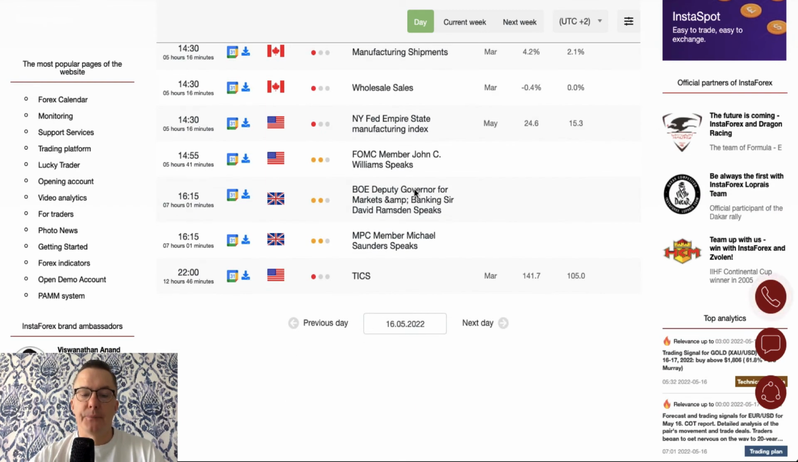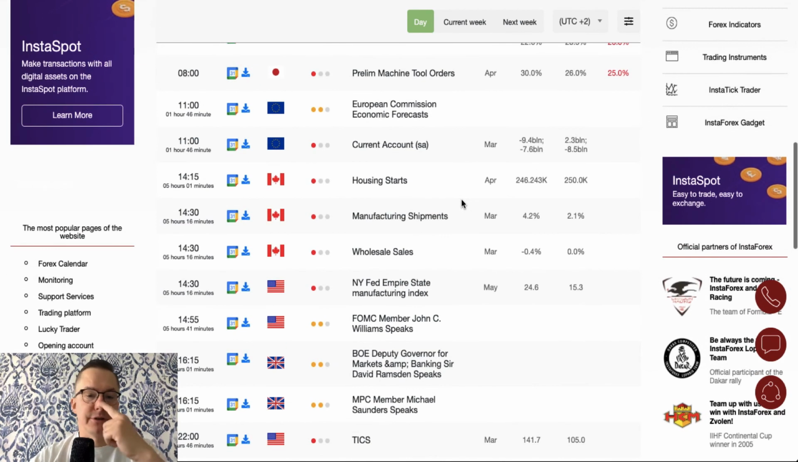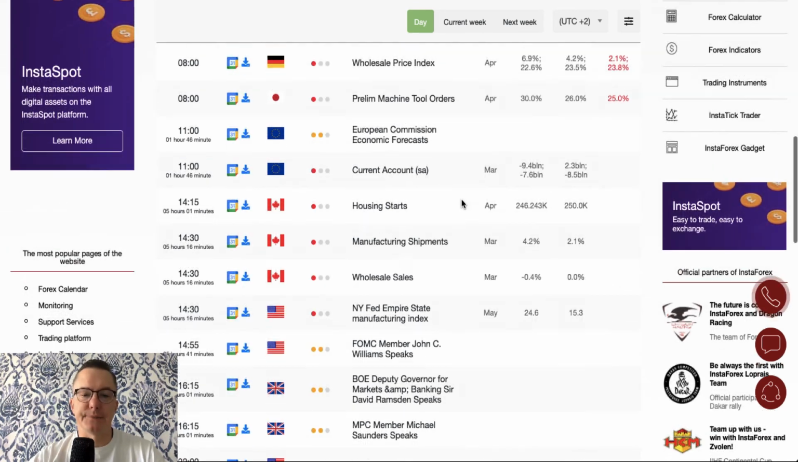However, during the later part of the day, we got the FOMC member John Williams' speech. Then we got speeches from the Bank of England Deputy Governor for Markets and Banking David Ramsden, and MPC member Catherine Mann will give a speech as well. Those speeches might be quite interesting for all of you who are inclined toward fundamental trading and fundamental analysis.